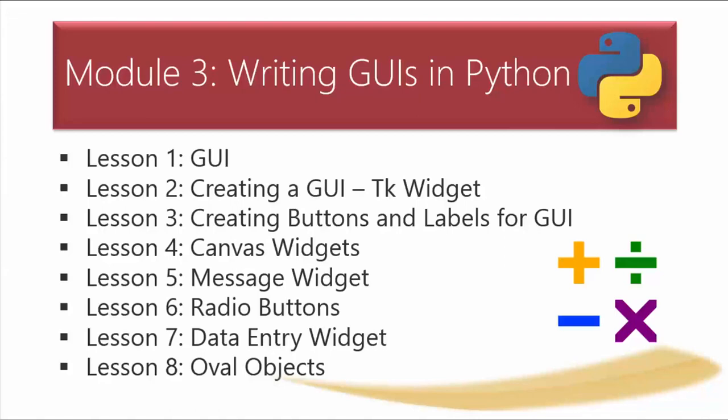And Lesson 3 is creating buttons and labels for your interface. So when the user clicks on a button, well, that's what we'll be designing in this module. Lesson 4 is canvas widgets. And Lesson 5 is about message widgets. And Lesson 6 is working with radio buttons. Lesson 7 will get into data entry widget. And Lesson 8 is about oval objects.